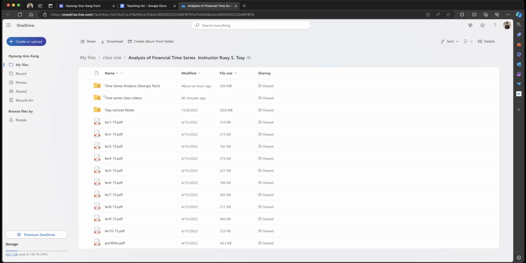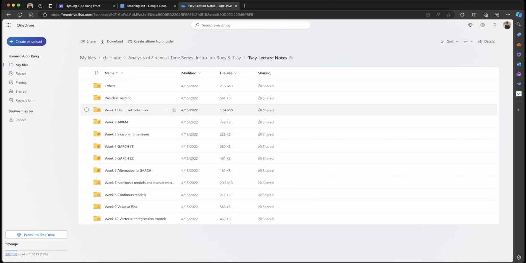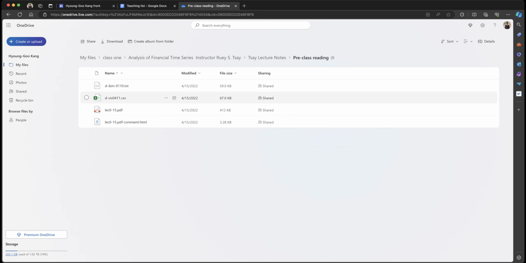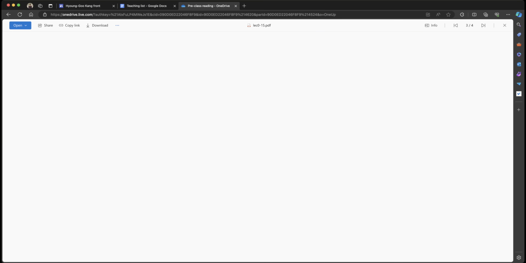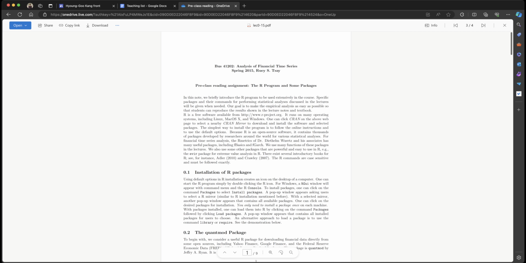This is our textbook, Analysis of Financial Time Series, written by Ruey Tsay. And then there is lecture material. So let me click the first one. Okay, lecture note and then pre-class reading. In the pre-class reading, there is a PDF file. Okay, so this is the pre-class reading. I can just briefly go over this one.